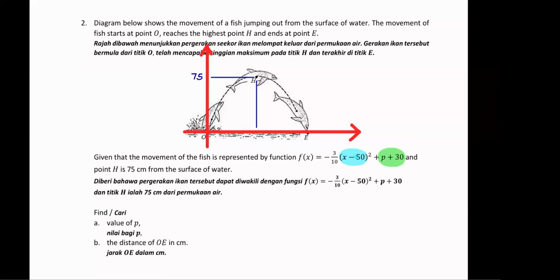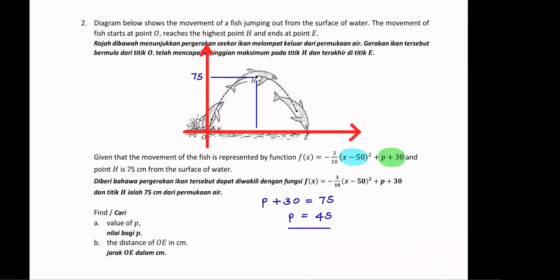Okay, guys, what is this 75? 75 is the value of the Y. So that means this one is your value of Y. Itu sajalah. So P plus 30, P is 45. Done. Settle. Okay, P is 45. Settle.